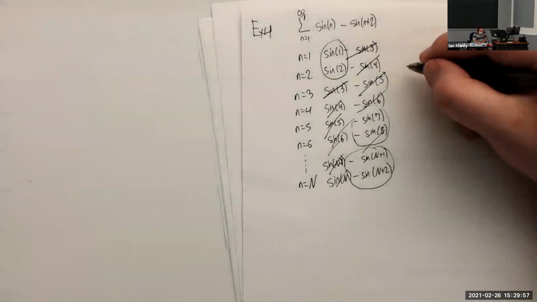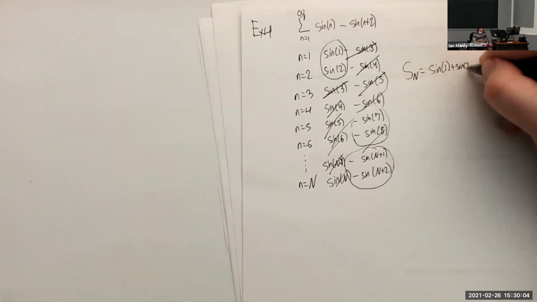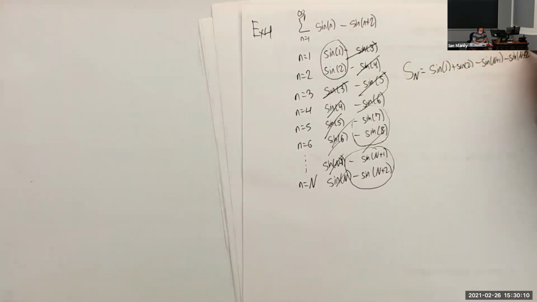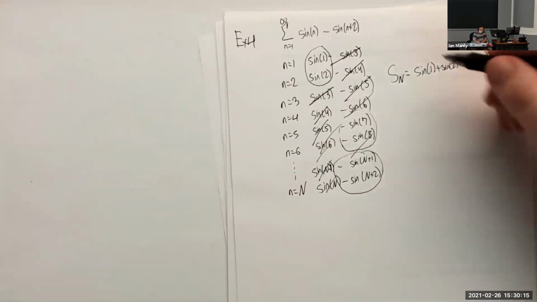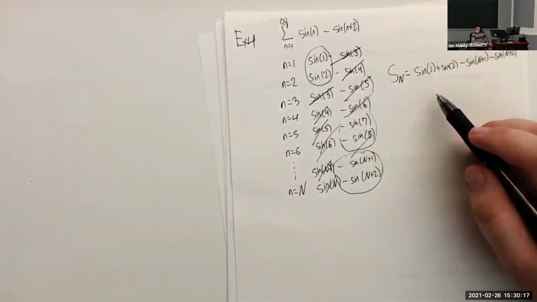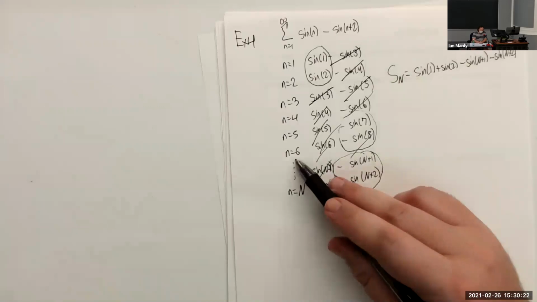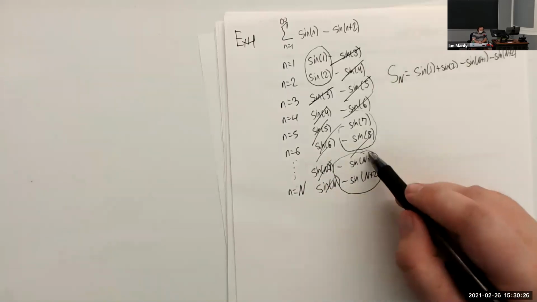All right, so this means that our partial sum is going to be sine of 1 plus sine of 2 minus sine of n plus 1 minus sine of n plus 2. Right there. So this is our partial sum. Which ones are crossed out? So I'm imagining that we skipped a bunch of them, and then we're crossing out with the sine of n and n minus 1 that happened right before these right here.